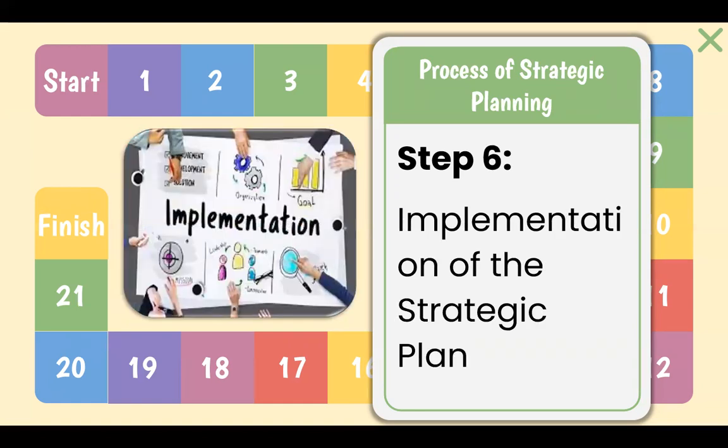Step 6, implementation of the strategic plan. After the approval of the plans, these are now ready for implementation. In the implementation portion, the respective units and individuals accountable for their accomplishment must be identified. Then these people would now start doing the action.